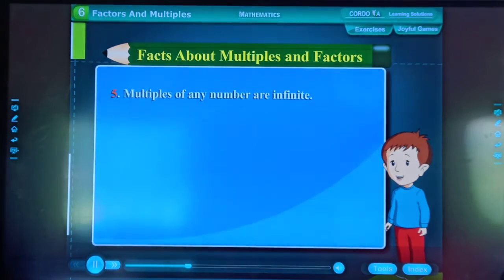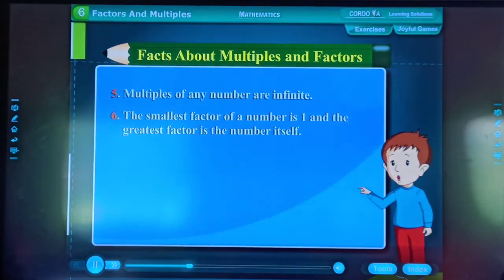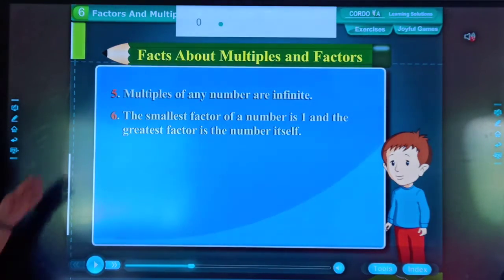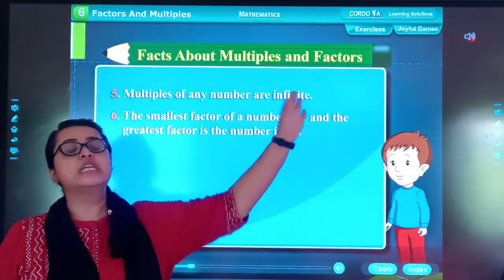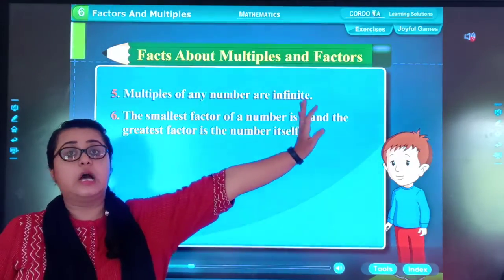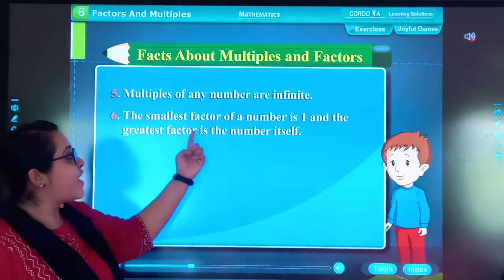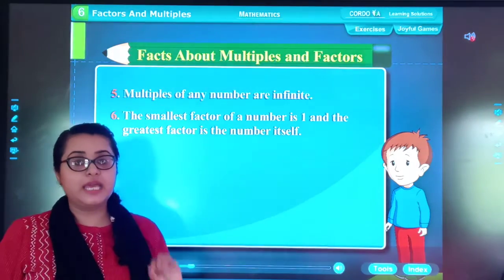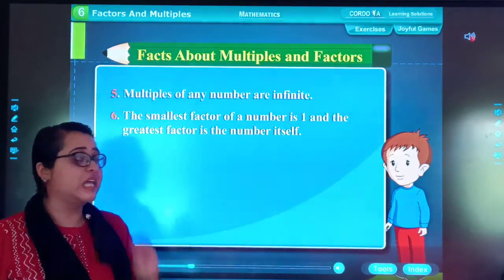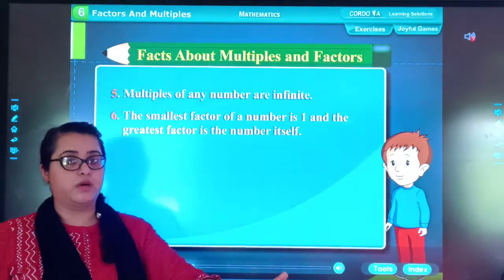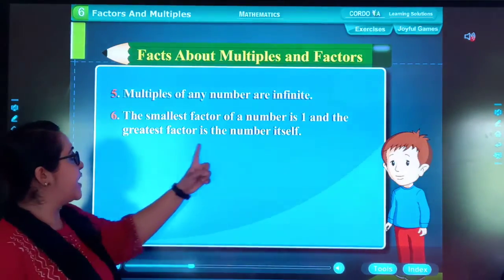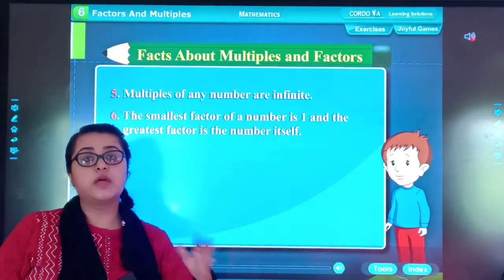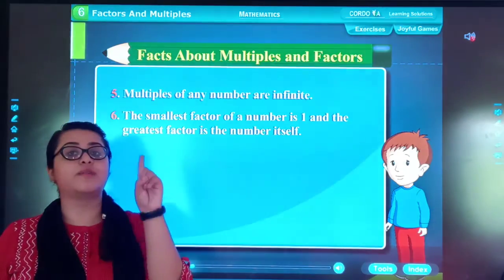Multiples of any number are infinite. We cannot count the multiples; they are many. Okay? The smallest factor of a number is 1, and the greatest factor is the number itself. The smallest factor of any number will be 1, and the number itself will be the greatest factor.